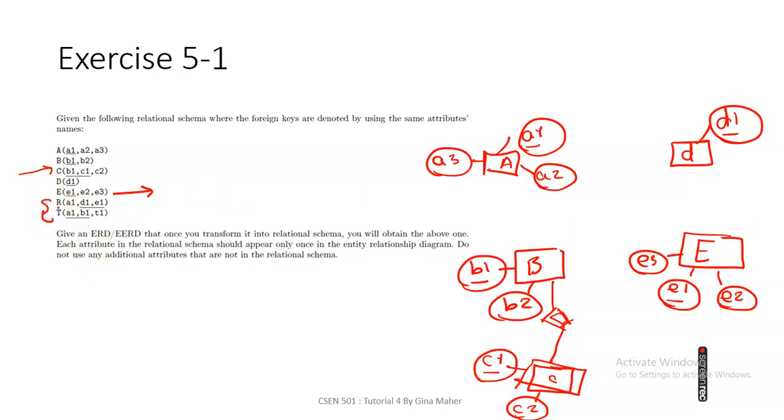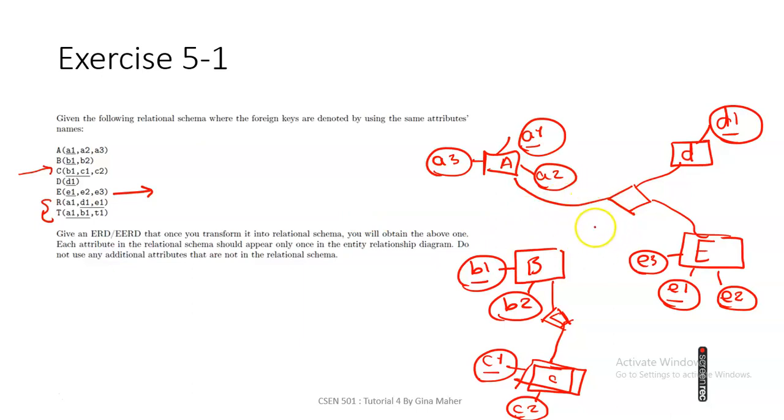We have now R with A1, D1, E1. The three attributes were found before, which means that R is not an entity. Simply, R is a relationship connecting three different entities, which are A, D, E. So we have here a ternary relationship between E, D, and A.